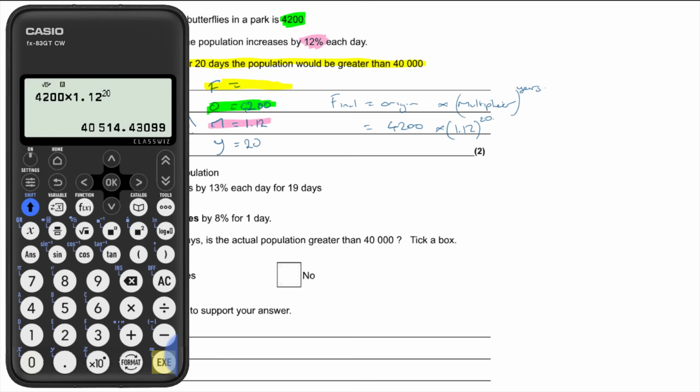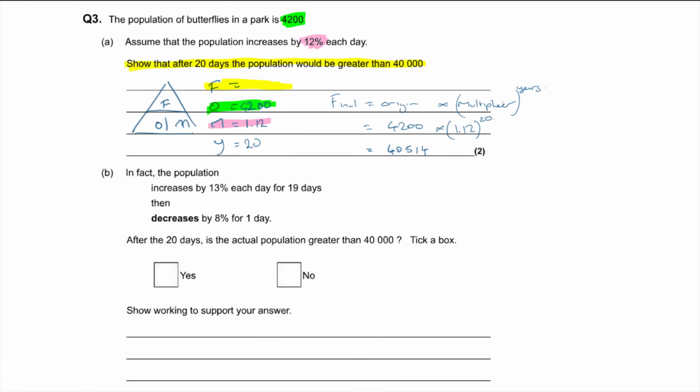And now that comes out to be a whole lot of butterflies. That's 40,514 and a bit of a butterfly, which I'm just going to try not to think about. So yes, 40,514.